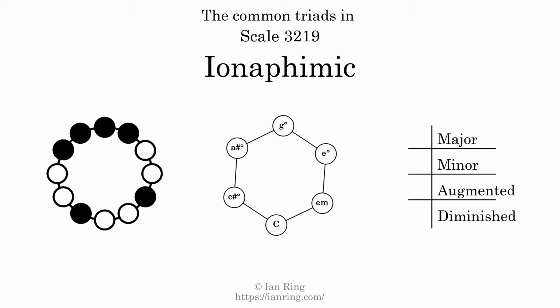Here are the common triads present in this scale. The diagram in the center is a graph of parsimonious voice leading between triads. There is one major triad. There is one minor triad. There are no augmented triads. There are 4 diminished triads. Here is a Hamiltonian path of parsimonious voice leading that uses all the triads.